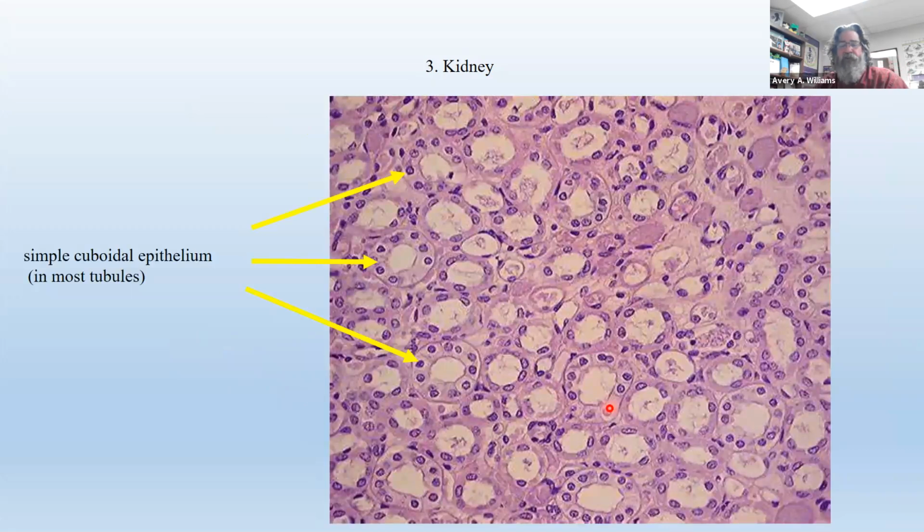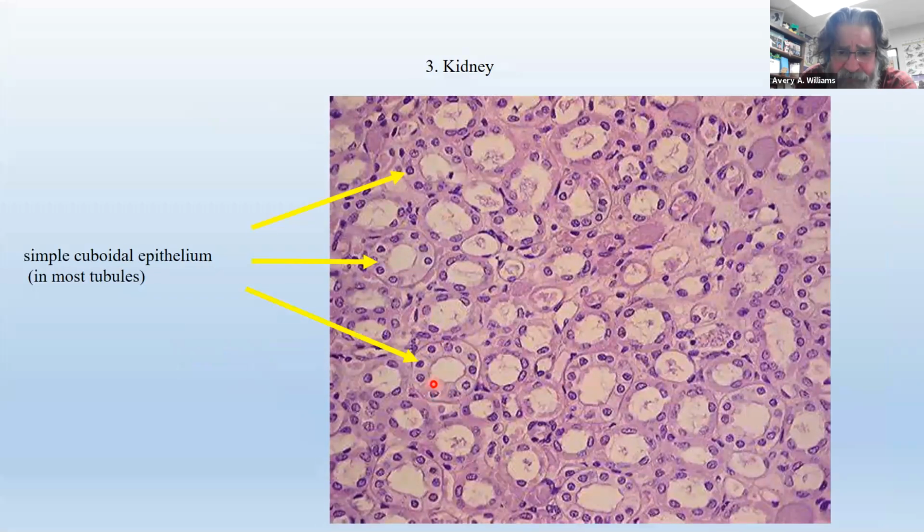So look at this. This is a zoomed in view, probably about 400 times, of just the tubules, okay? Here I have simple cuboidal epithelium in most tubules. There's tubules everywhere. See these little bitty rings? You can tell that it's one cell layer thick of not flat cells or column-shaped cells, but little cube-shaped cells.